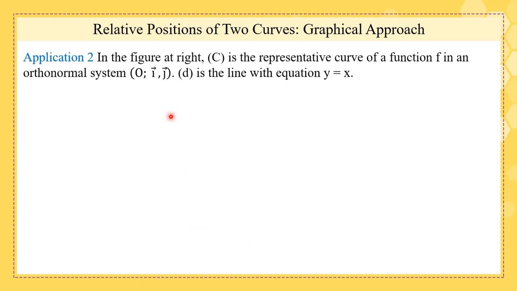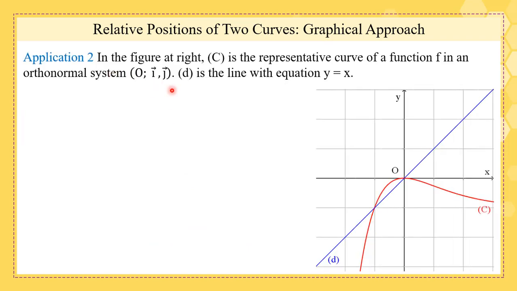Now let's see an application. We also have here two curves, the curve C and the line D. The question is to study the relative positions of C and D. Let's analyze it a little bit. We can see that the curve and the line intersect when x is negative 1, and they also intersect when x is 0.